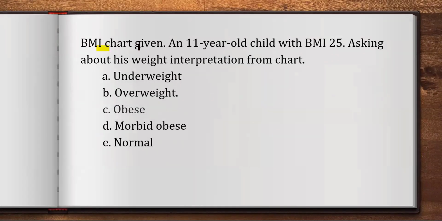Next, BMI chart is given. An 11-year-old child with BMI 25, asking about his weight interpretation from the chart. So this is a growth chart actually, nothing else. In the growth chart, they will provide you with a chart in the exam, and you need to plot the child's age against the BMI. Okay. Now let's have a look. So this is one of the growth charts.